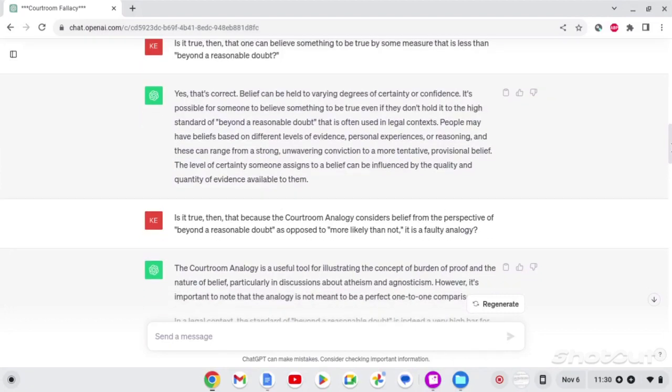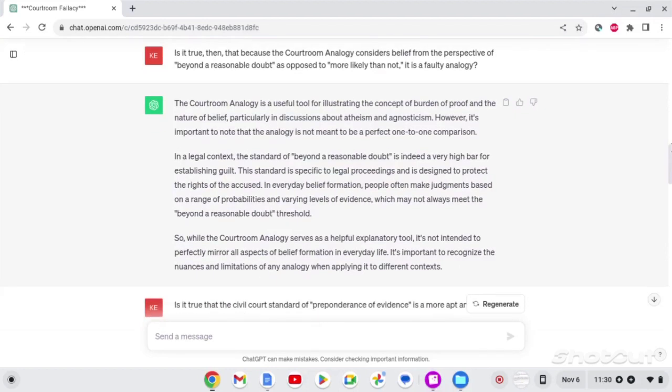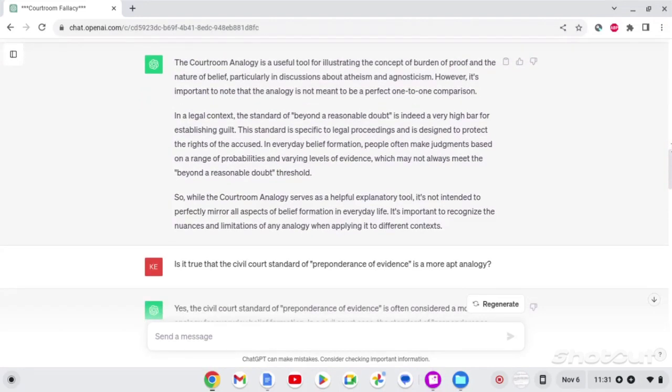to them. I then ask, is it true then that because the courtroom analogy considers belief from the perspective of beyond a reasonable doubt as opposed to more likely than not, it is a faulty analogy? The reply is, the courtroom analogy is a useful tool for illustrating the concept of burden of proof and the nature of belief, particularly in discussions about atheism and agnosticism. However, it's important to note that the analogy is not meant to be a perfect one-to-one comparison.